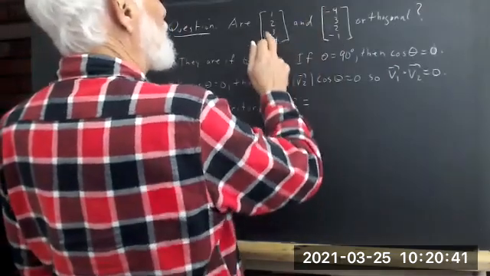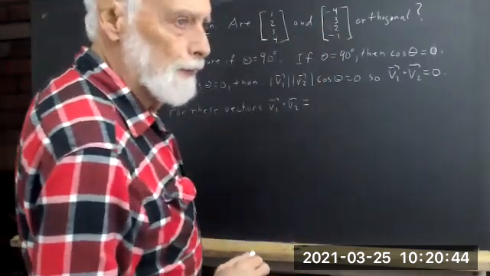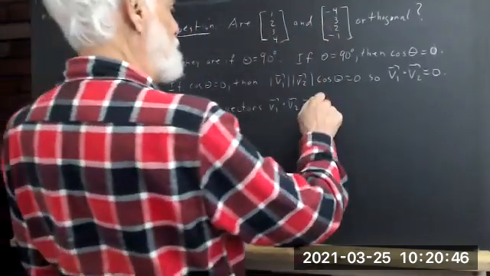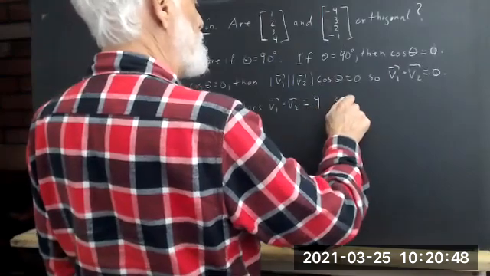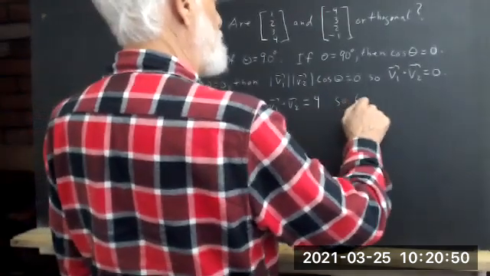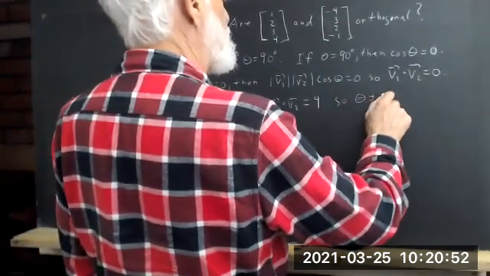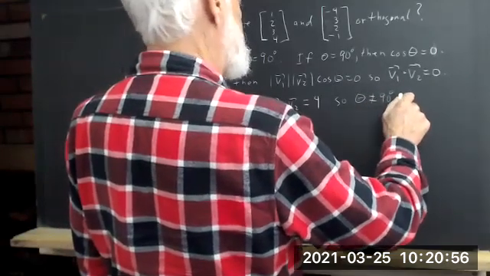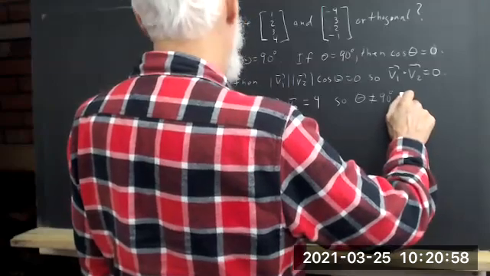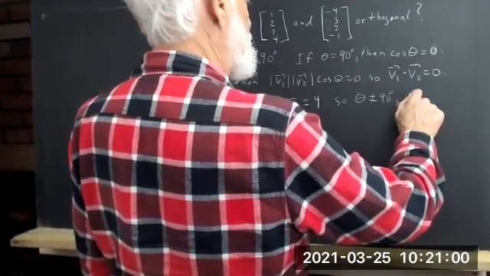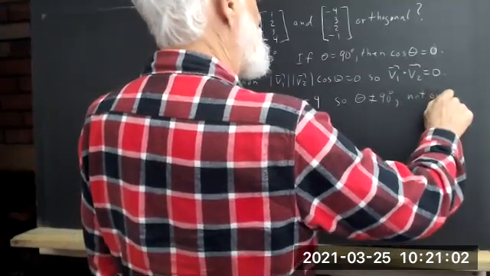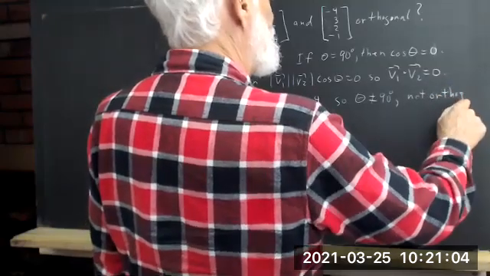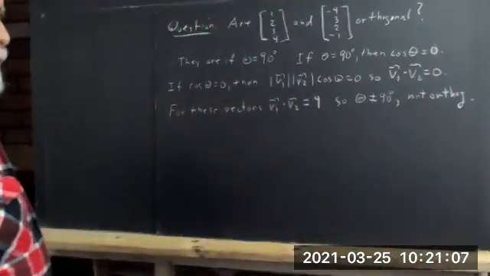2 times 3 is 6, 3 times 2 is 6. Add that, you get 12. So theta is not 90 degrees. And the vectors are not orthogonal.